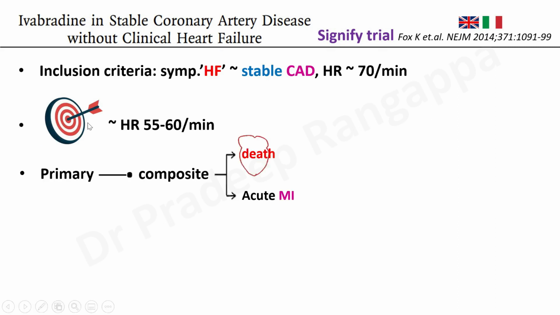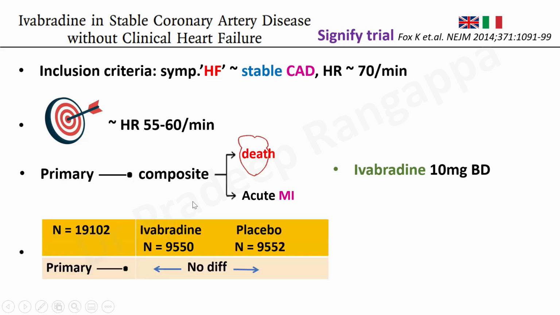So, the primary endpoint was a composite of cardiovascular death and acute MI. And again here, for Ivabradine they used a much higher dose, 10 mg twice a day. And again, this was a very large study, much larger than the SHIFT study and the BEAUTIFUL study, with 19,102 patients: 9,550 in the Ivabradine group and 9,552 in the placebo group.